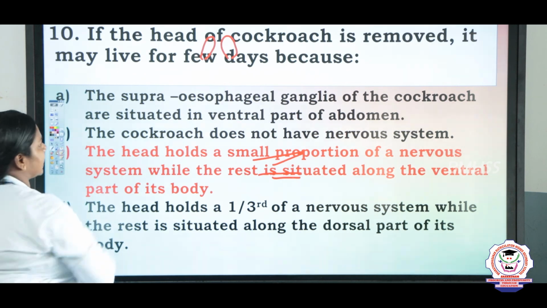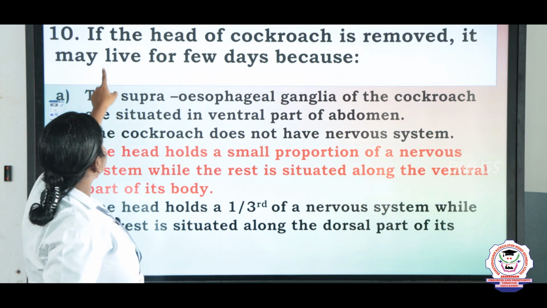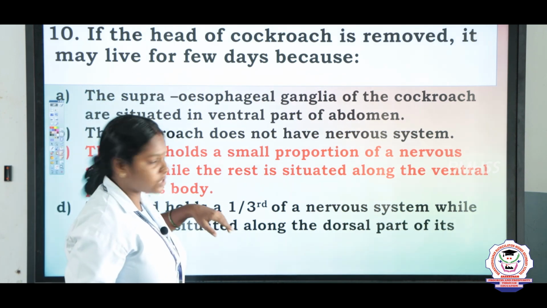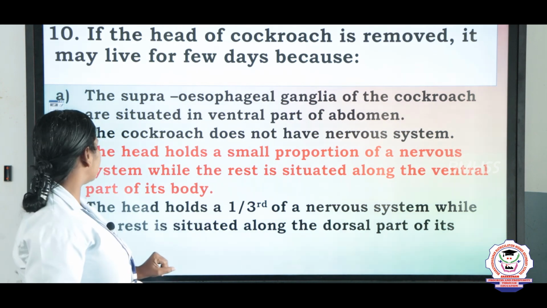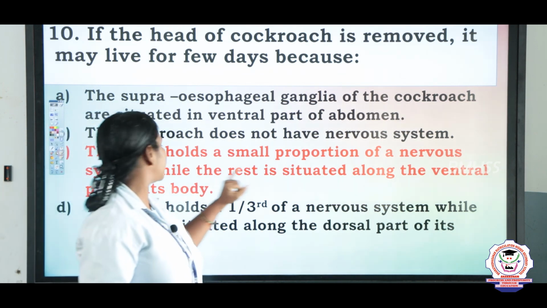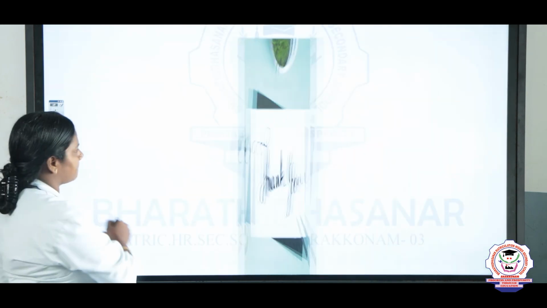So, what is the correct answer, children? Here, the head of the cockroach is removed. The correct answer is the head holds a small proportion of the nervous system while the rest is situated along the ventral part of its body. That is the correct answer, right?